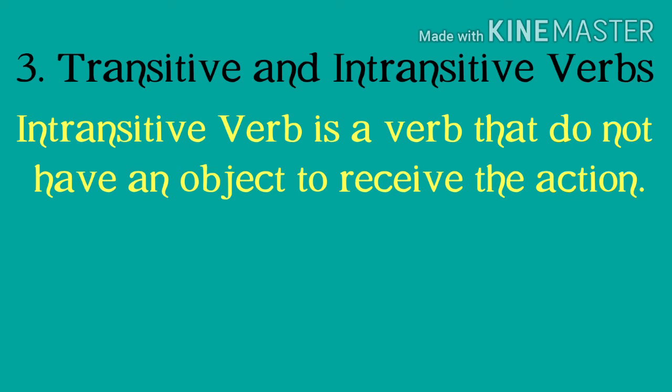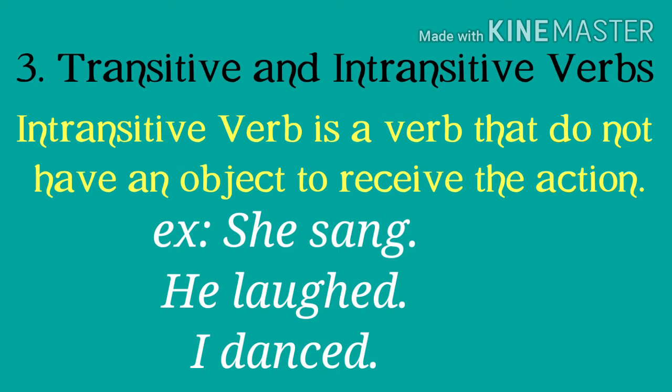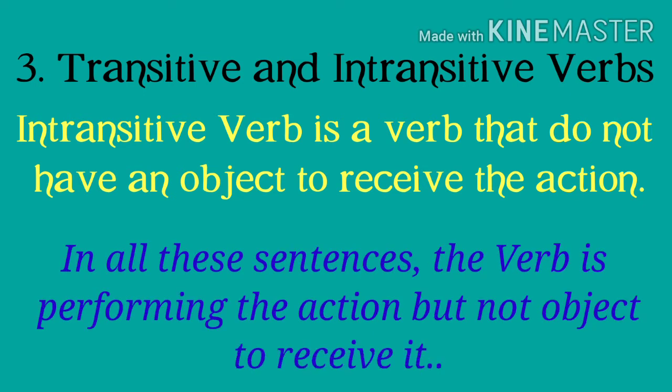An intransitive verb is a verb that does not have an object to receive the action. Example, she sang. He laughed. I danced. There is no object to receive the action here, so it is intransitive. In all these sentences, the verb is performing the action but there is no object to receive it.